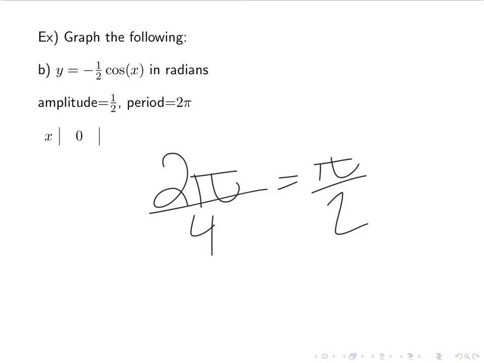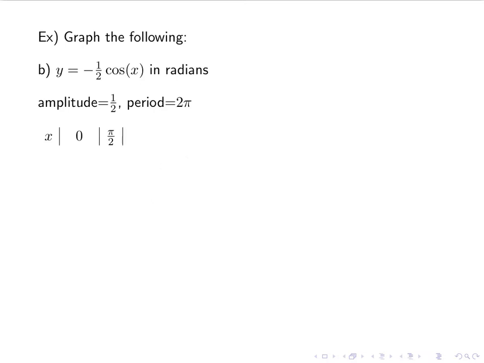So my next number is going to be pi over 2. And then we do another pi over 2, or we do half of the period, which gives us pi. And then we add another pi over 2, or take 3/4 of the period, and that's 3 pi over 2. And the last number, the fifth number, is the period, 2 pi.